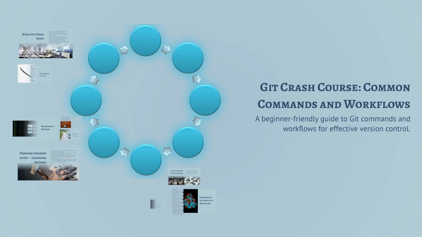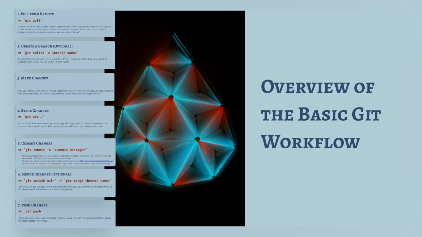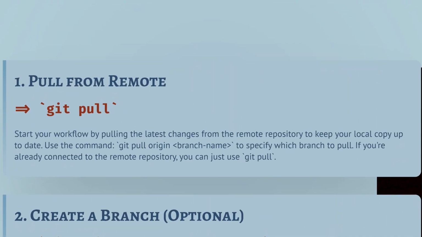This requires that you are in a local repository on your computer that is connected to a remote repository on a host server. We'll start by summarizing the typical workflow briefly, but we'll expand on it more later. Step 1 is to pull from the remote repository to make sure your local copy is up to date. You can do this with the git pull command.